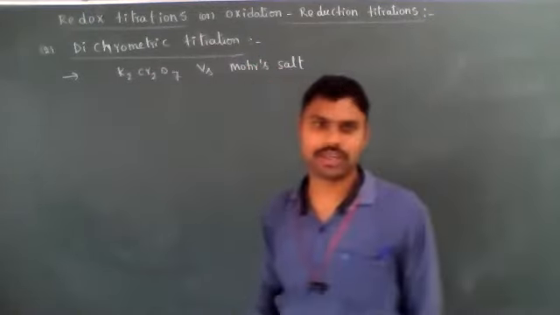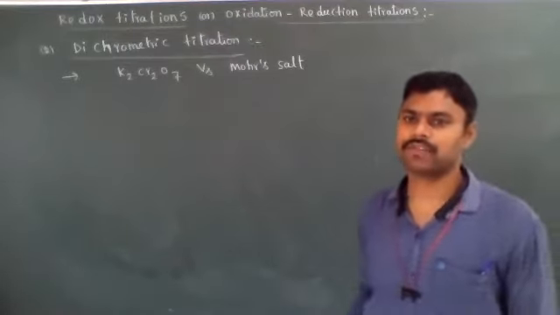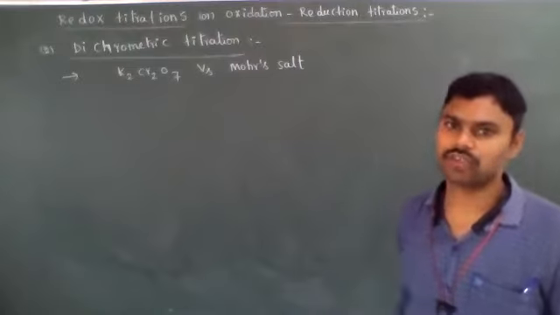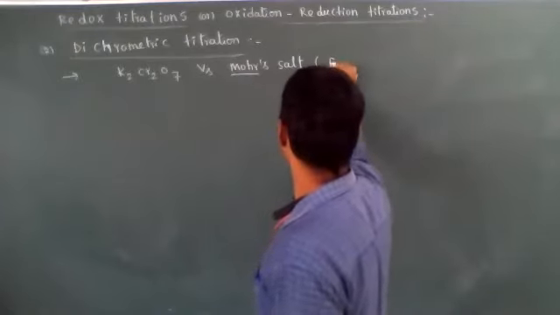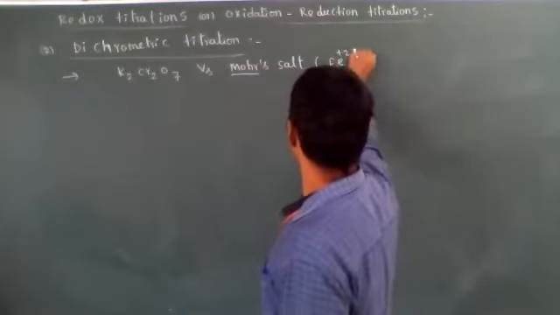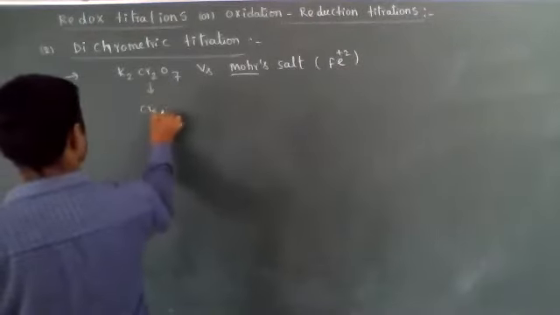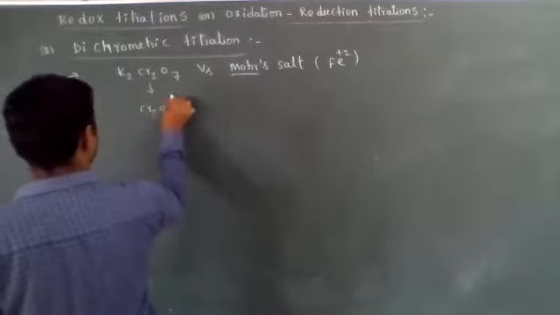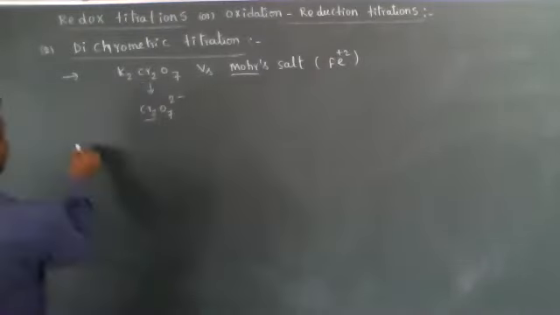Already, Mohr's salt, you know what Mohr's salt is? Ferrous ammonium sulfate, FeSO4.(NH4)2SO4.6H2O, is known as Mohr's salt. In that Mohr's salt, the ionic part is Fe2+. In potassium dichromate, the ionic part is Cr2O7 2-. So now see the reaction.